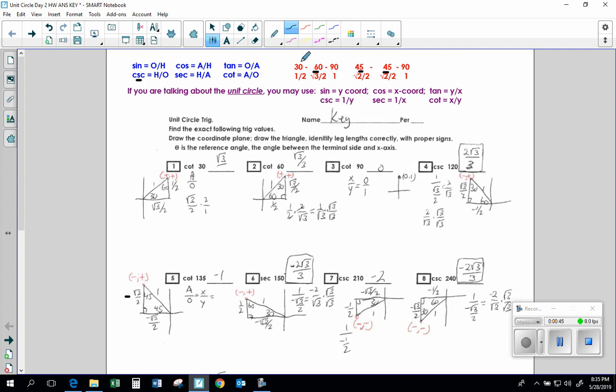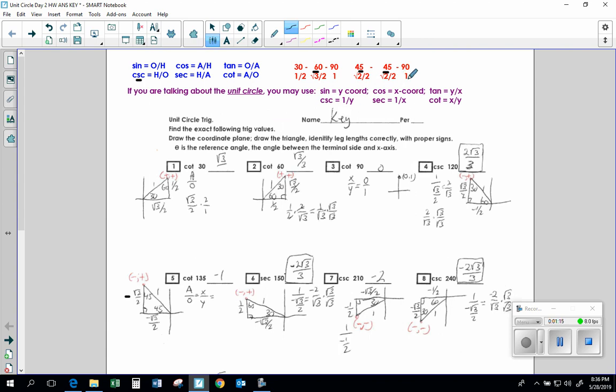Also, don't forget, anytime you have a 30-60-90 degree triangle, anytime your angle measure is a multiple of 30 degrees or 60 degrees and it falls within a quadrant, not on the x or y axis, you will use these numbers for your side lengths. Hypotenuse is always 1. Anytime the triangle falls within one of the four quadrants, so 45, 135, 225, and 315, you will use these side lengths right here.